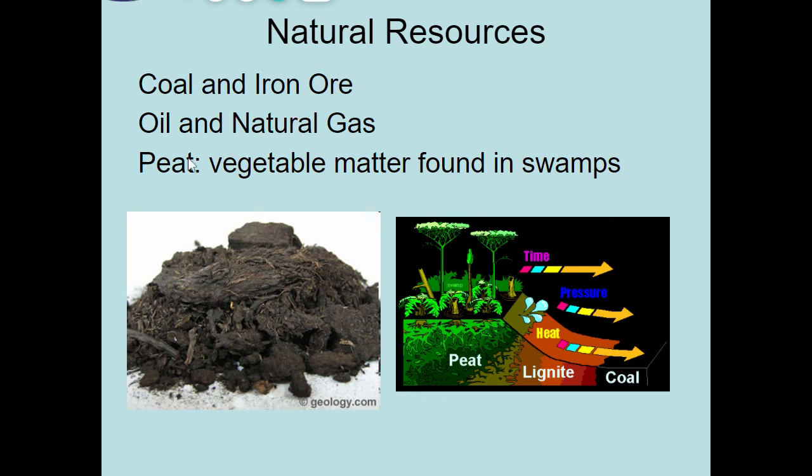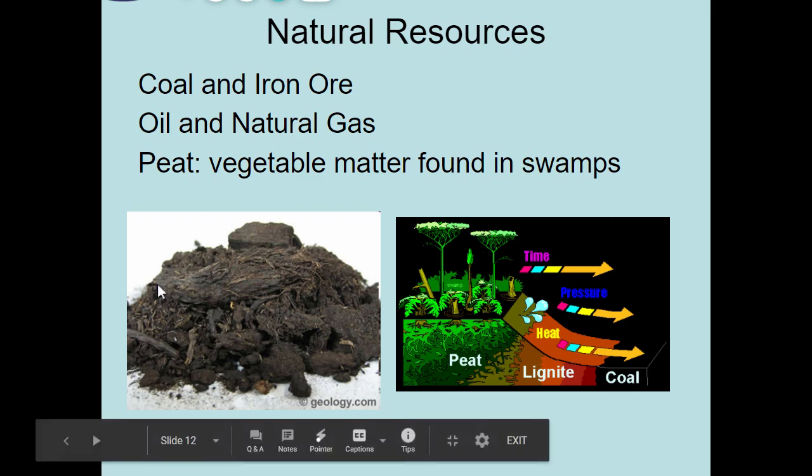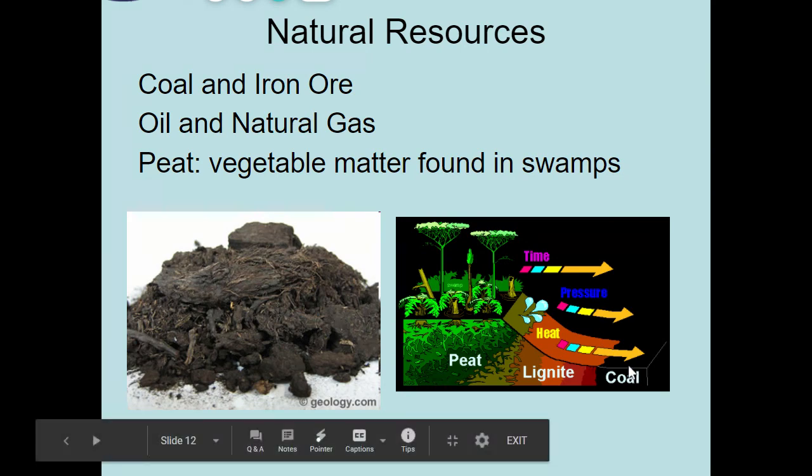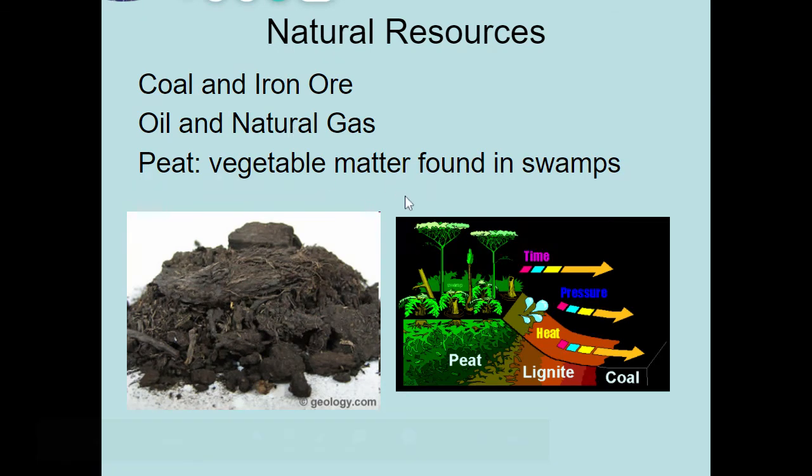They also have peat, and peat is a vegetable matter found in swamps. This is what peat looks like. It kind of looks like charcoal briquettes. And what it is, peat is like soil that's been pressed hard together, and it becomes very flammable. And over time and over pressure, it eventually turns into coal. So peat is used to produce natural gas. Okay, and that's it for the notes.